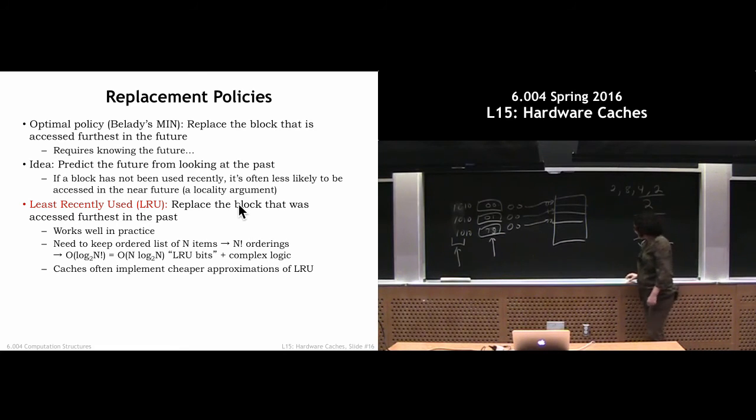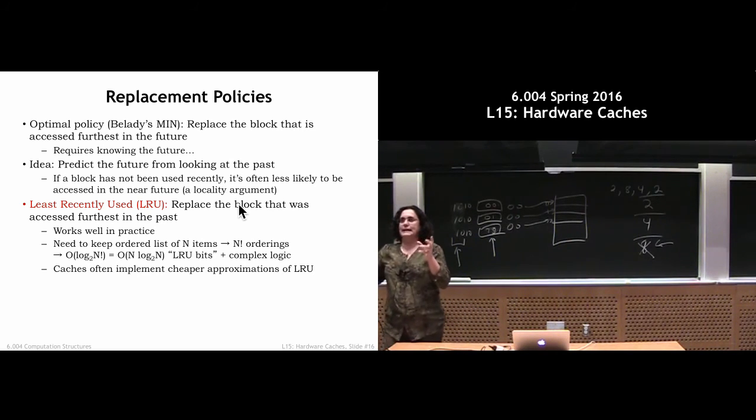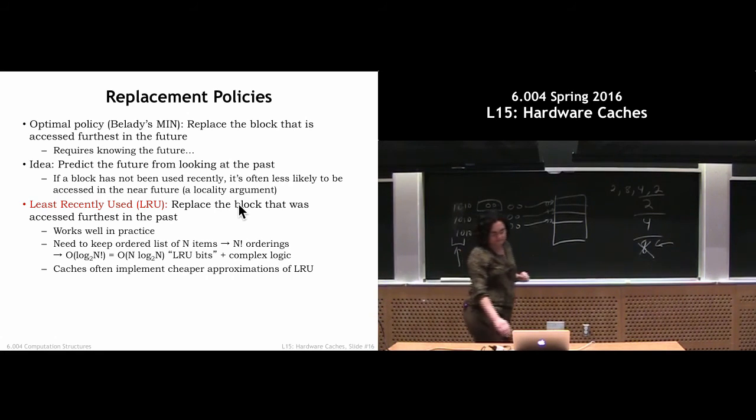And the goal is that this principle of temporal locality says that if I recently accessed address 2, chances are that in the near future I'm going to want to access it again. And so I want to leave that one in my cache. I want to take out the one that I haven't used for the longest amount of time.